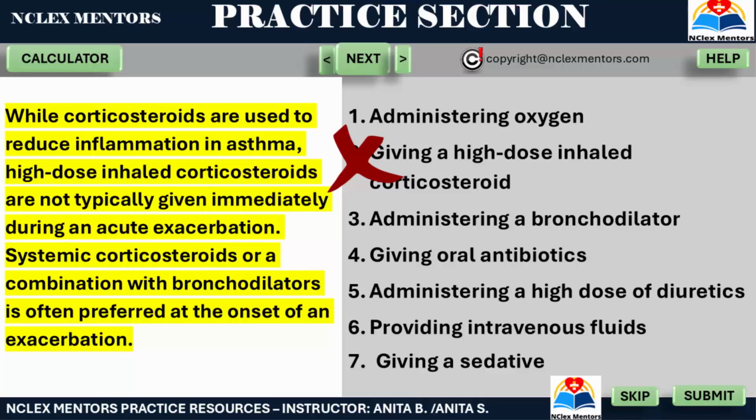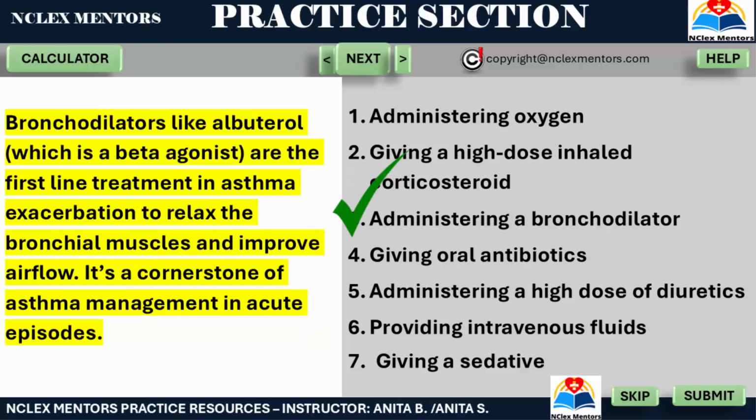The reason to eliminate is the option describes a treatment method that is not aligned with the immediate management steps of an asthma exacerbation. Option 3. Administering a bronchodilator is correct. Bronchodilators like albuterol, which is a beta-agonist, are the first-line treatment in asthma exacerbation to relax the bronchial muscles and improve airflow. It's a cornerstone of asthma management in acute episodes.